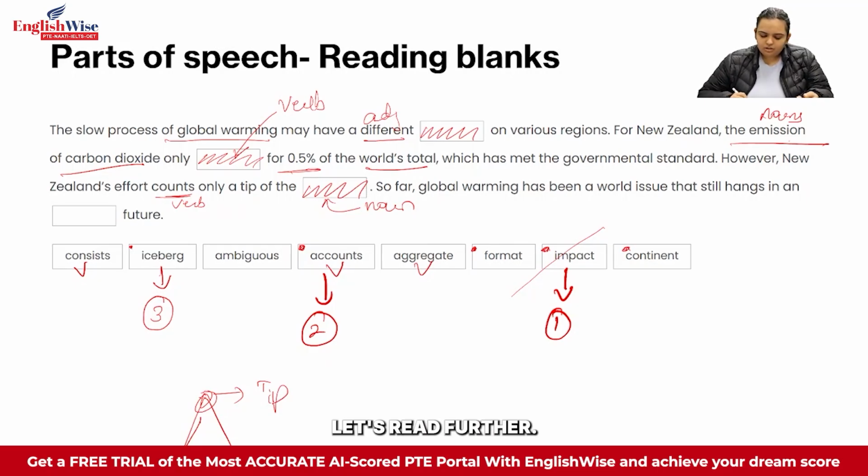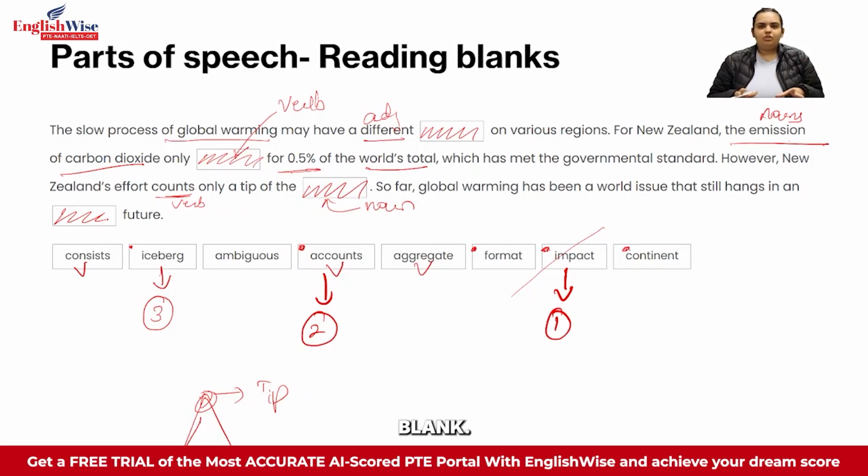Okay, let's read further. So far, global warming has been a world issue that still hangs in and dash future. Alright, let us read this sentence completely without this blank over here. So far, global warming has been a world issue that still hangs in the future. So over here, this sentence does make sense without this blank. So either we need an adjective or an adverb.